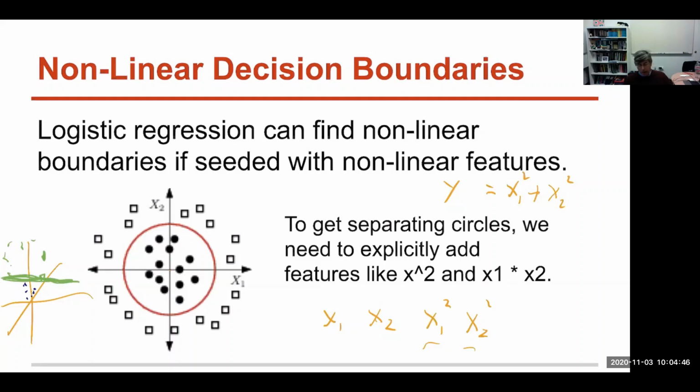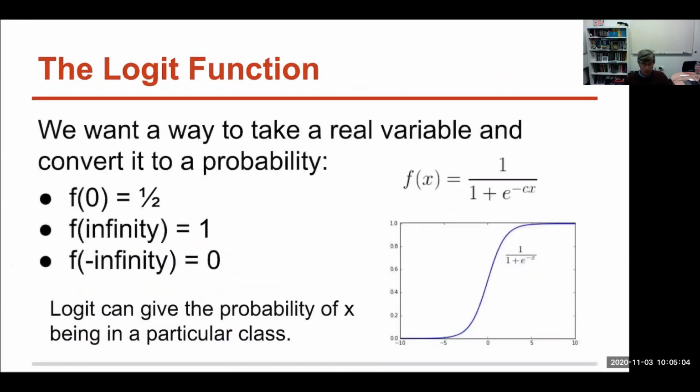So if we want nonlinear decision boundaries, if we know what nonlinear features we care about, logistic regression will do just fine. Any questions about that? But for now, I want to talk about how logistic regression works. Okay? Any questions?